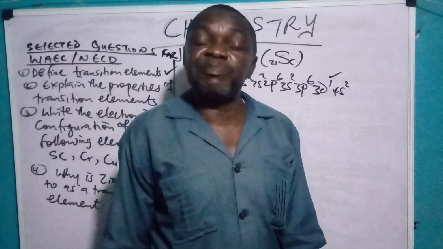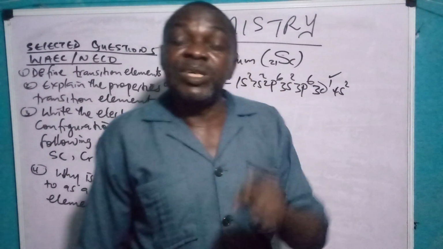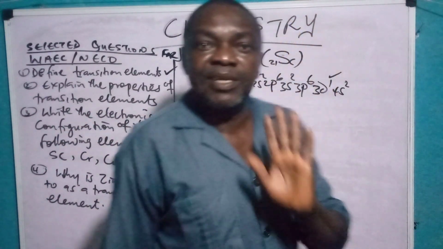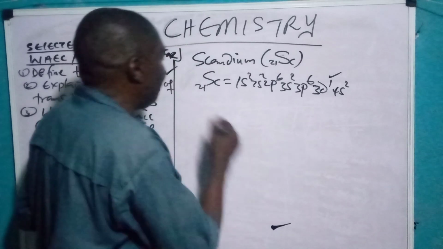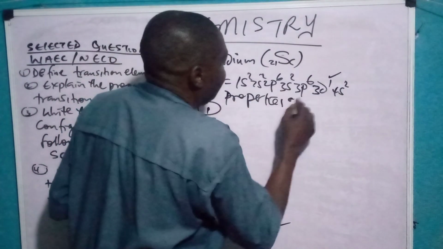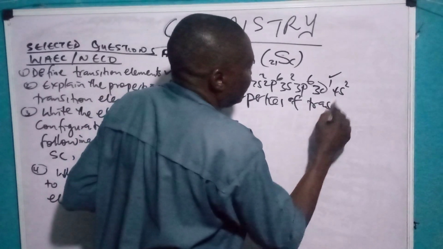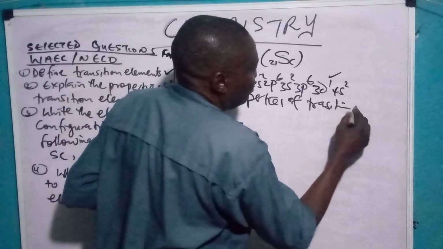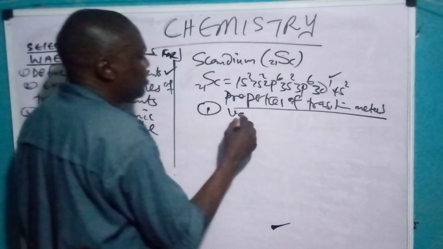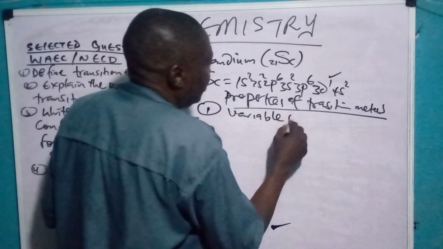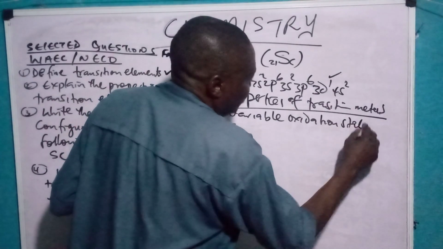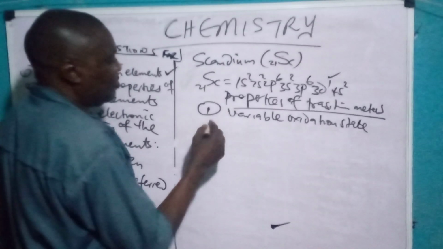For the transition element, because of the presence of d orbital, we give them a special property. We have just 5 properties. These are the properties of transition metals. You have the first one, variable oxidation state. So let's state it first before we explain.